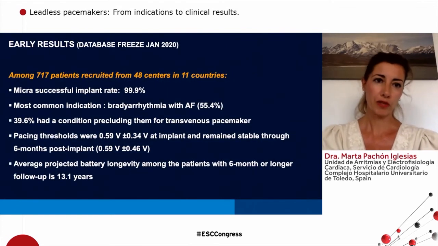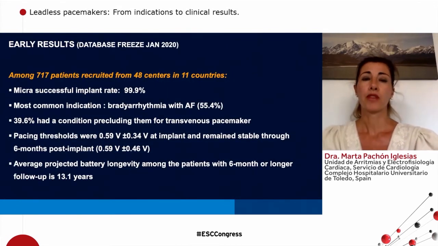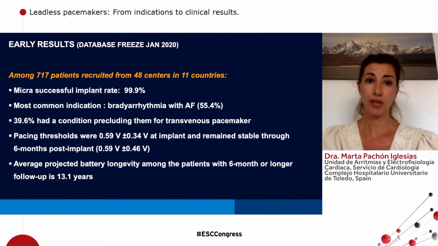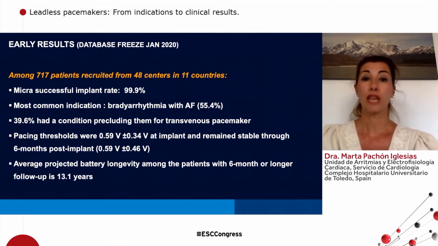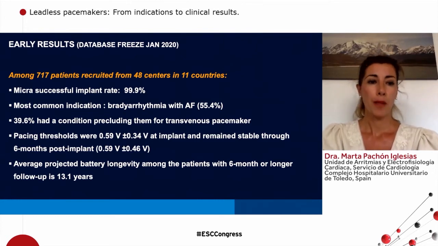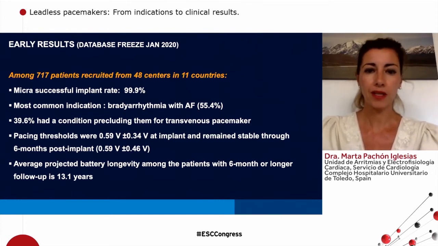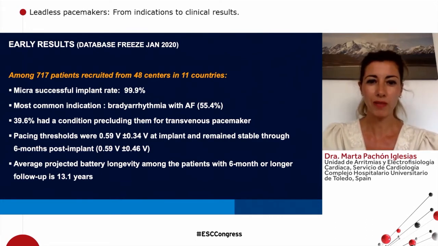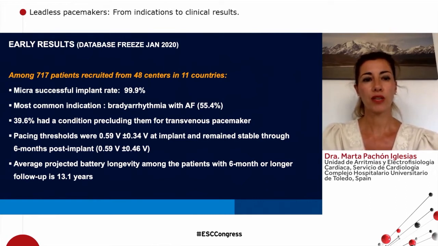Well, here we have the results of the last database freeze of January this year, and among the 717 patients recruited from 48 centers in 11 countries, the Micra was successfully implanted in all but one patient. The most common indication was bradyarrhythmia with atrial fibrillation, and 284 patients had a condition precluding them from a transvenous pacemaker, as we saw in the previous slide.